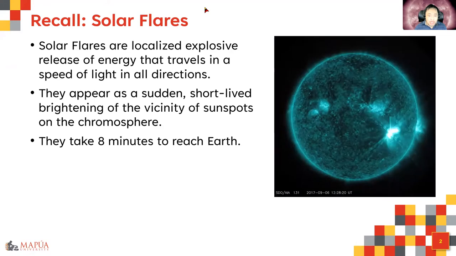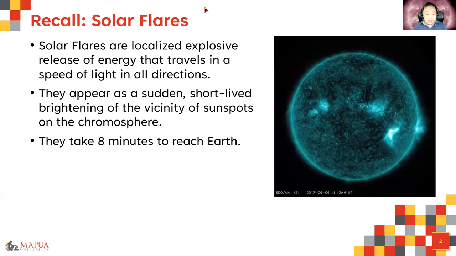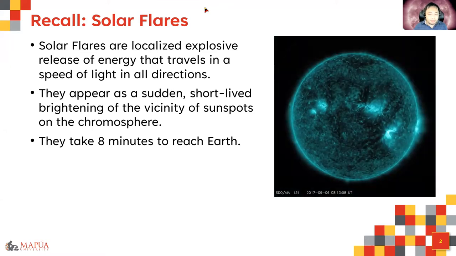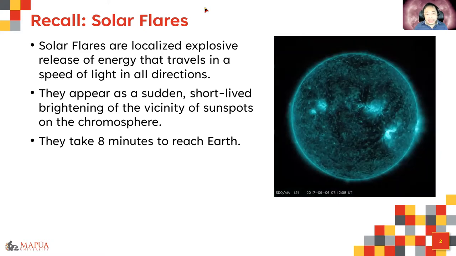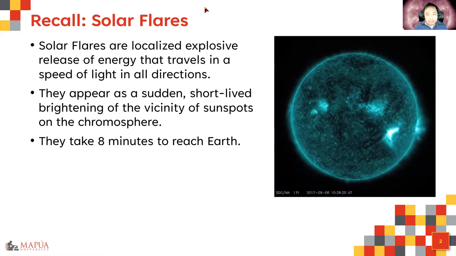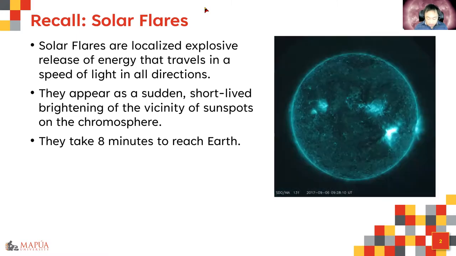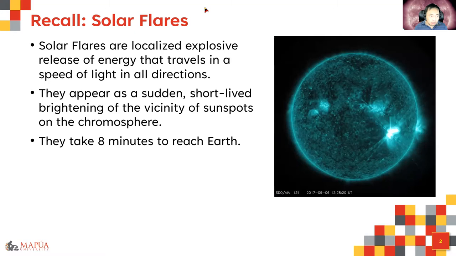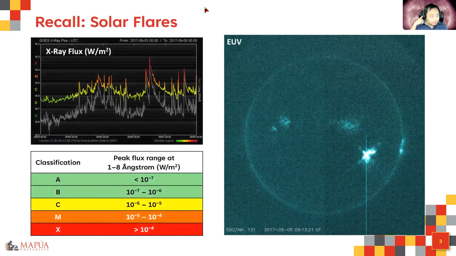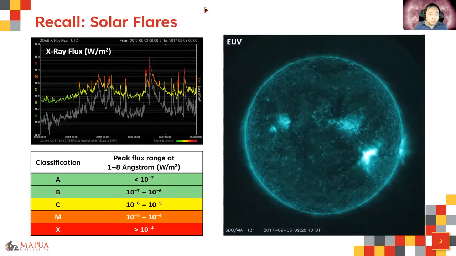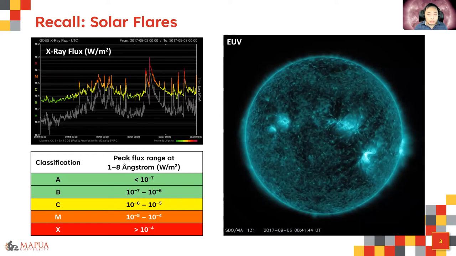And because the nature of this event is electromagnetic, that means the effect of this event on Earth would take about 8 minutes, because it takes about 8 minutes for light to travel from the sun to the Earth. Solar flares are characterized based on their X-ray emissions. So specifically, we measure the X-ray flux in watts per square meter.